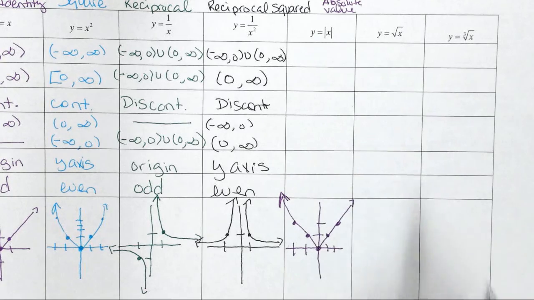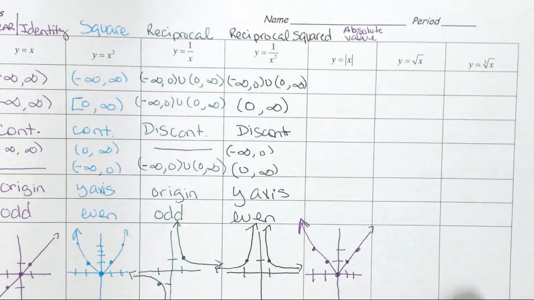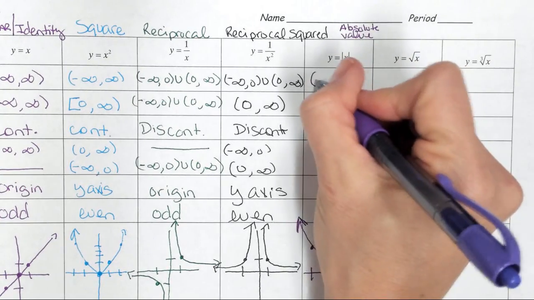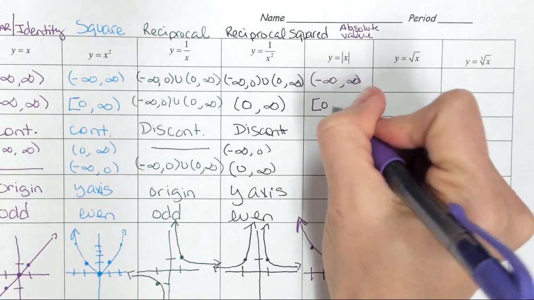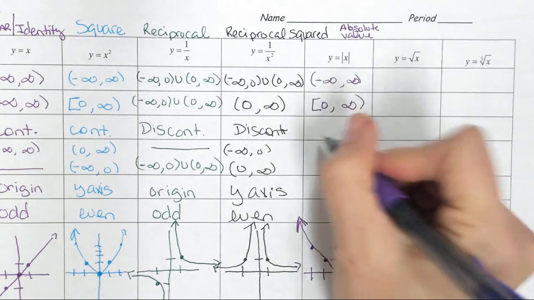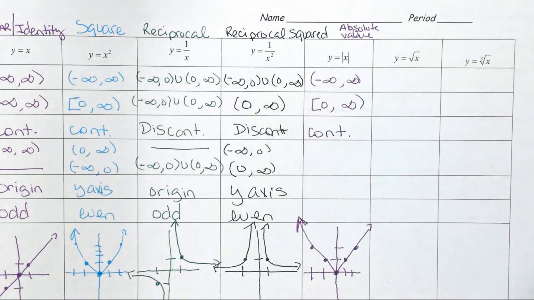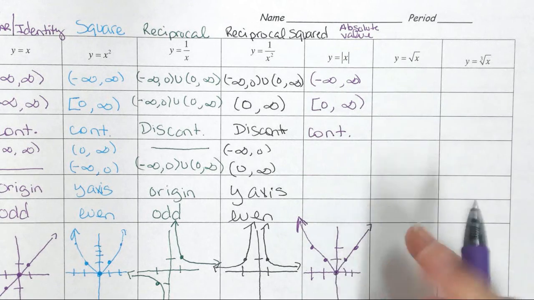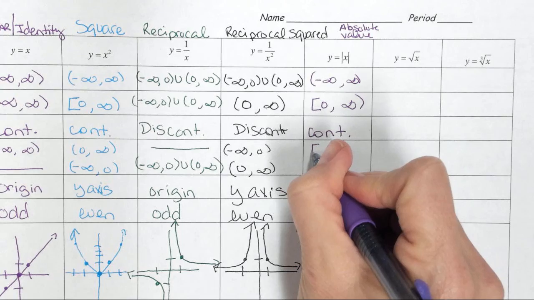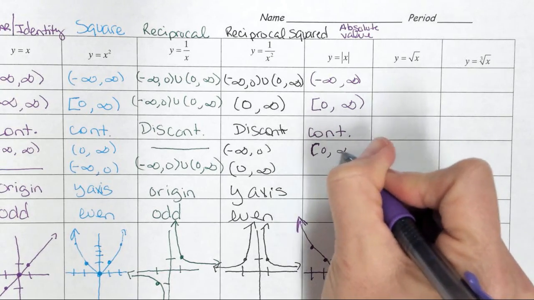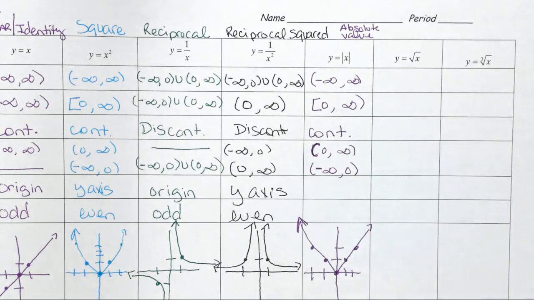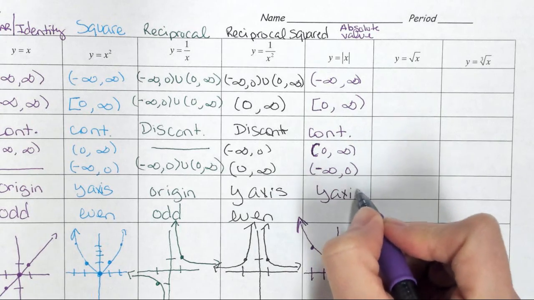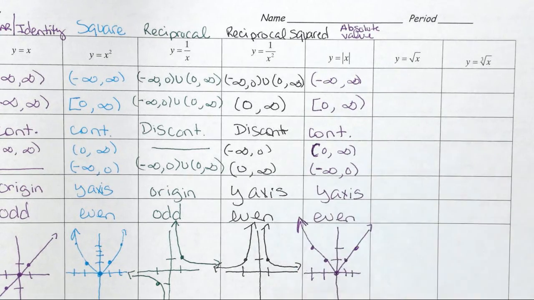We're not squaring anything. All right, so our domain is going to go from negative infinity to positive infinity. Our range is going to go from 0, and this time I'm including my 0, to positive infinity. There's no holes, there's no asymptotic behavior, so it's continuous. We're going to increase from the turning point from 0 to infinity, and we're going to decrease from negative infinity to 0. It's symmetric about the y-axis, therefore it is even.